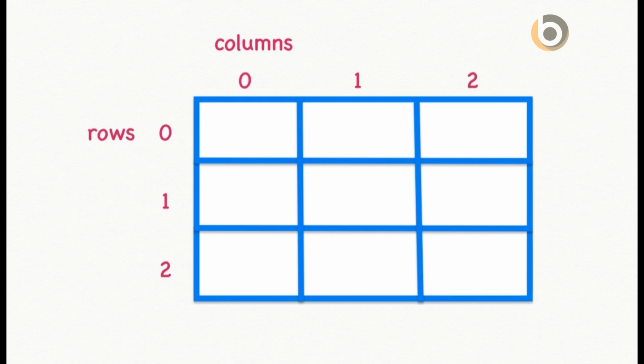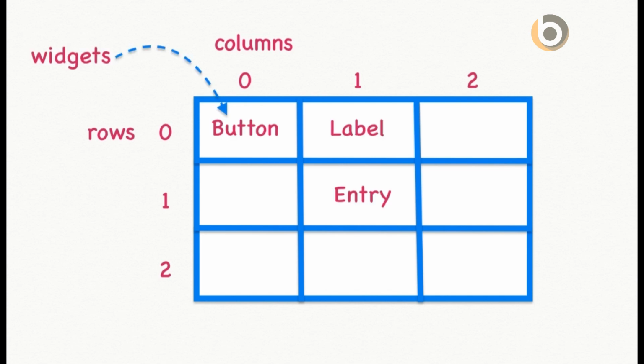Every row is defined by a number and every column is also defined by a number. We can have as many rows and as many columns as we want. So the first row is defined by the number 0, second row with 1 and third row with 2. And similarly the first column with 0, second with 1 and third with 2. And in every cell of this grid we place widgets such as buttons, labels, entries, and there are a lot more widgets. So every cell has a widget.